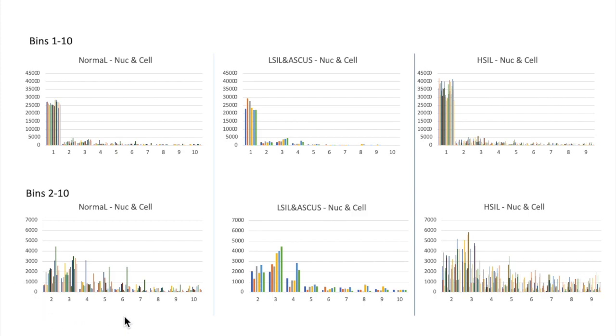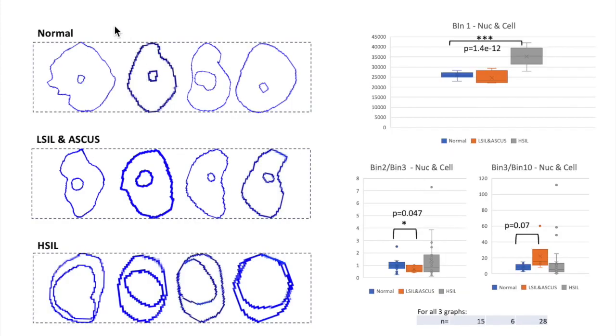You can pause the video to examine these in detail, but I will move on to discuss a few indices that are interesting. So these are examples of cells in the normal category, in this low grade category, and also in the high grade category. As you can see in the upper right hand corner, the index called bin 1, when measuring both the nucleus and the cell at the same time, shows very clean differences between gray, the high grade lesions, versus the normal and low-grade lesions.